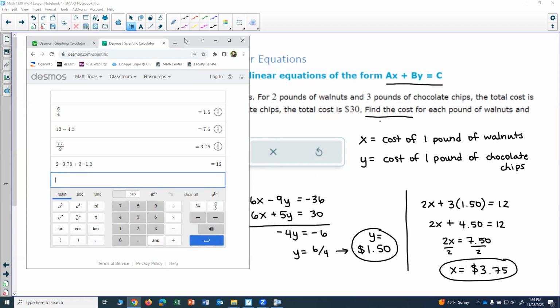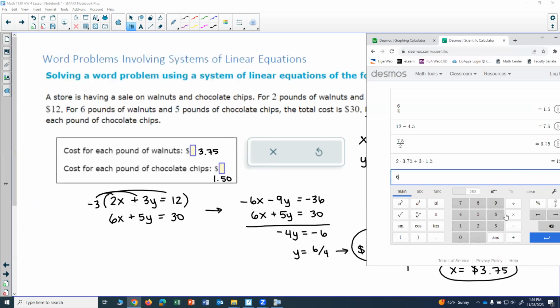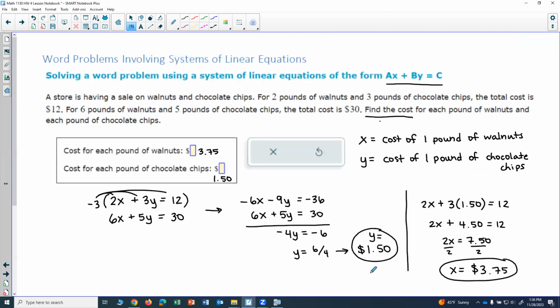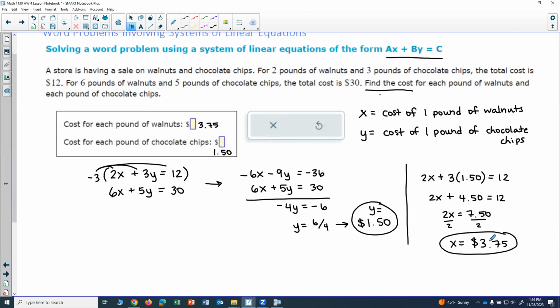And then for 6 pounds of walnuts, so 6 times 3.75, plus 5 pounds of chocolate chips, that would be 5 times 1.50. The total cost is $30. That one checks out. So those costs, $1.50 per pound for chocolate chips and $3.75 per pound for walnuts, make sense.